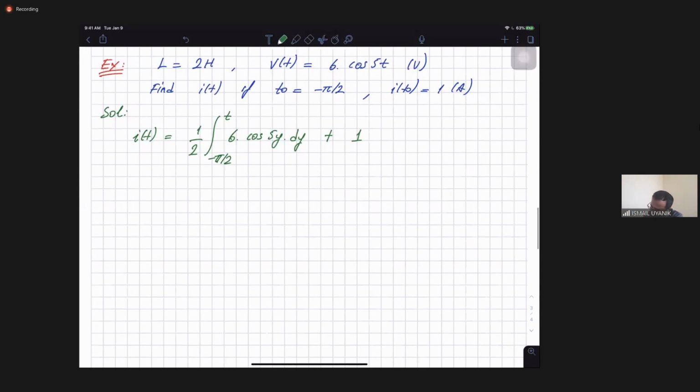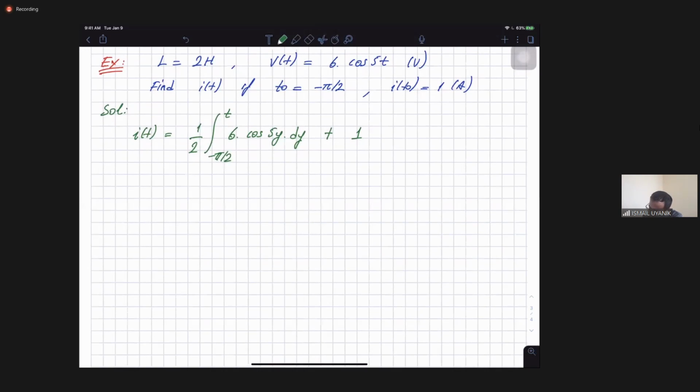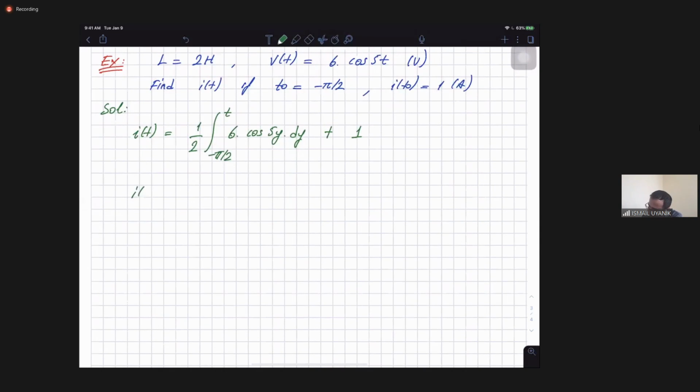So let's try to do this as fast as we can. So this is I of t. I can take the 6 out here. So that will be 6 over 2, which is 3, times the integral from minus pi over 2 to t of cosine 5y dy, plus 1. Okay, what is the integral of cosine 5y dy?